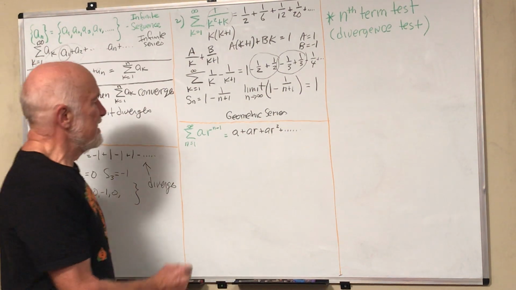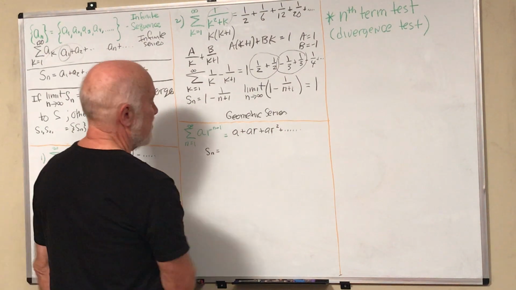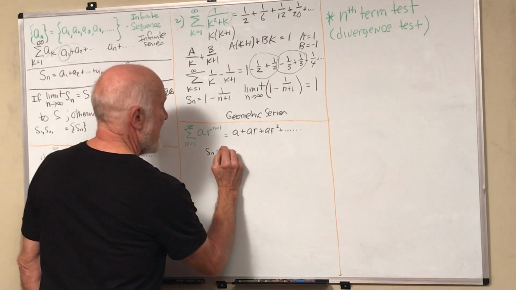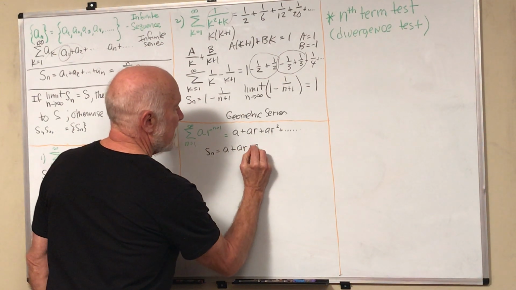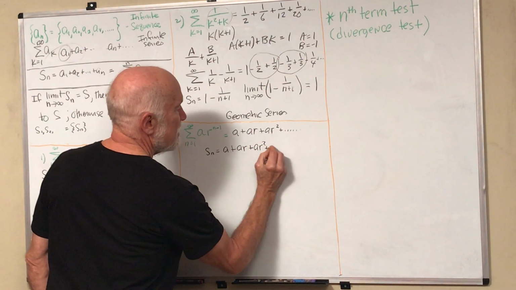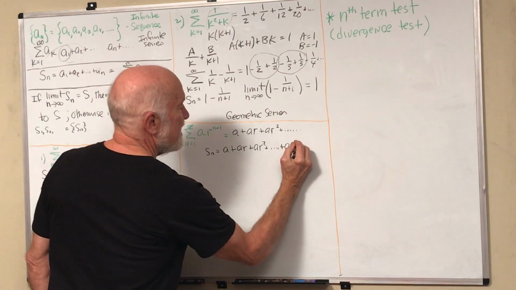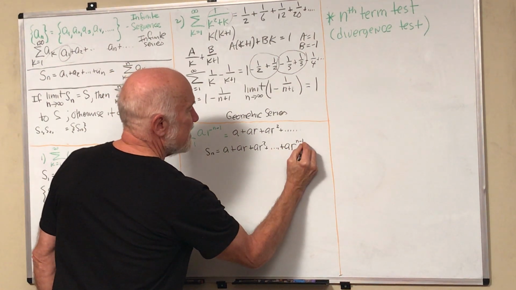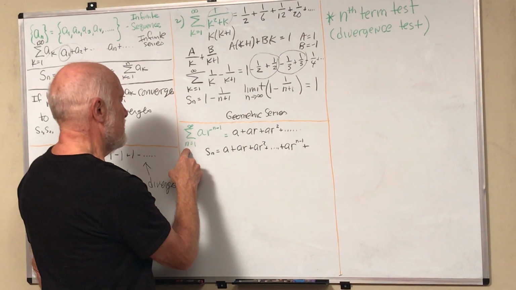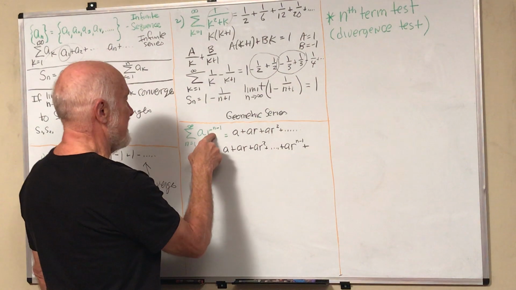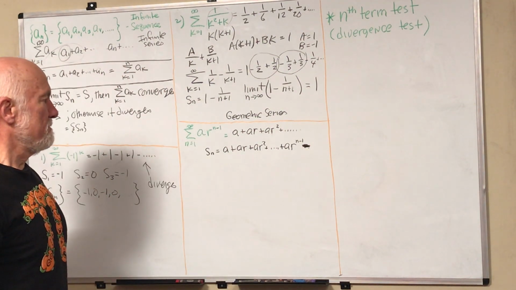So let's look at what S sub n is. It's a plus ar plus ar squared plus ar to the n minus 1 plus, well, when it gets to n, you're just going to be up to there.